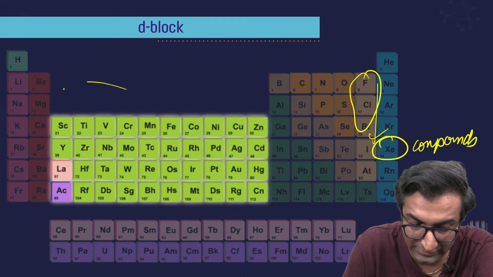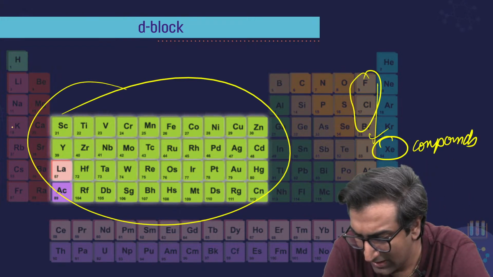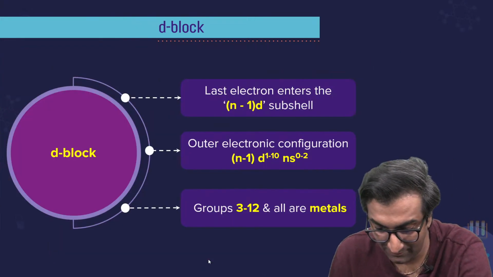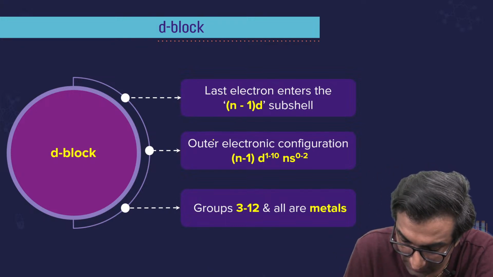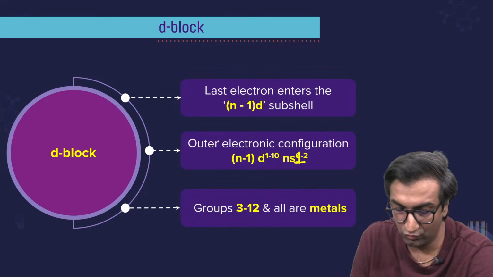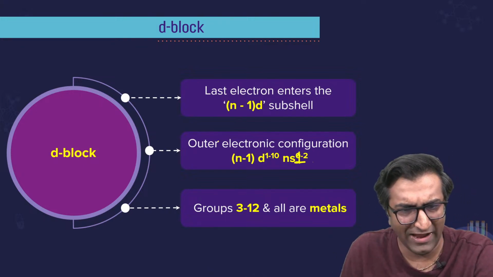Anyway, we are back on to D block now, which is right in the middle. I want to change this a little bit. यहाँ पे कुछ लिखा, मैं इसको बदलना भूल गया. This should be NS1 to 2, not NS0 to 2. Let me change that quickly.